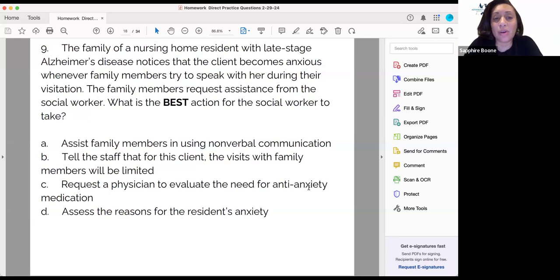With late stage Alzheimer's, being able to speak and converse would not be something that they may be able to do at that stage. So, for example, my grandmother, she's verbal, she can talk, but she has short-term memory loss. So she remembers when she was a child, she remembers having kids, she remembers me. But when I ask her, what did you do today? What did you eat today?